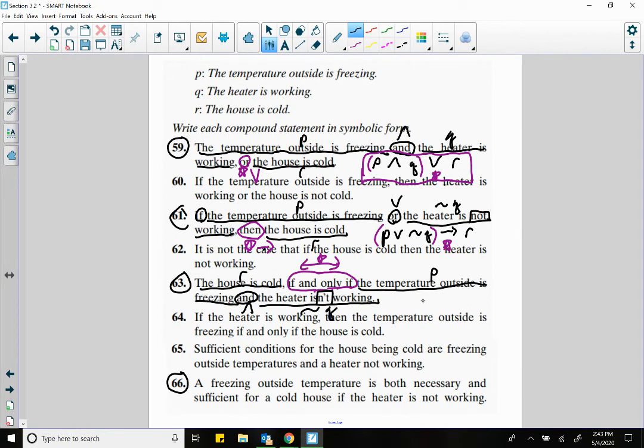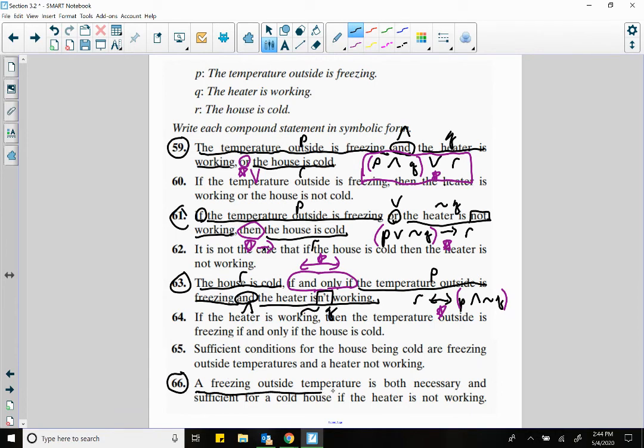So if I write this out, we've got R, double arrow, P, and squiggle Q. Again, we know the strongest symbol right there. So that means I either have parentheses before or after. So looking at this, the parentheses should go after because that's where the compound statements are. All right, last but not least, number 66.